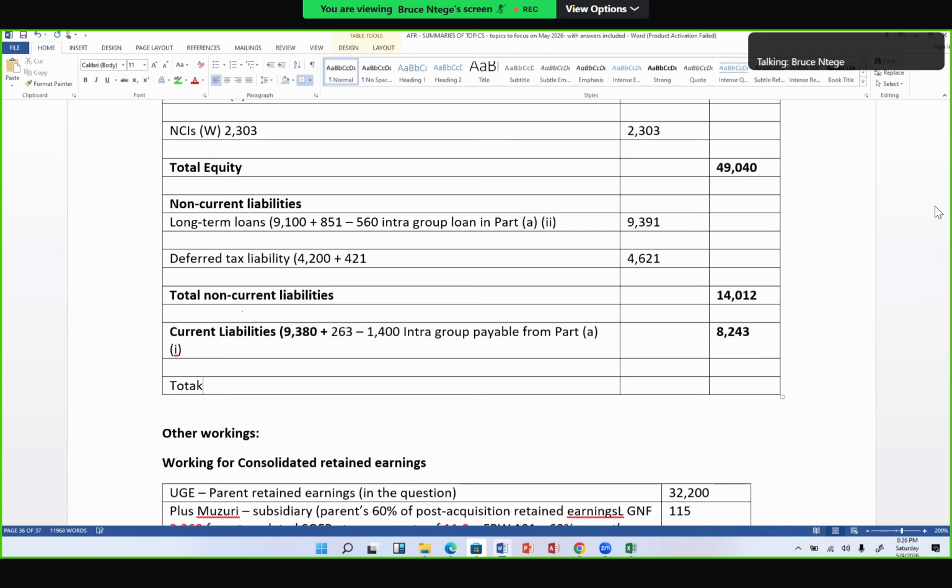So total equity and liabilities. Okay, so we're going to get these three subtotals: the total equity plus the total non-current liabilities and plus the total current liabilities. So starting with the 49040 and plus 14012, then plus 8243. I have 71295.